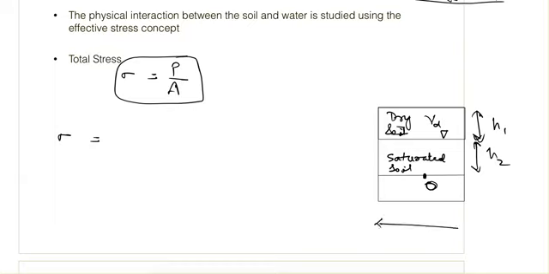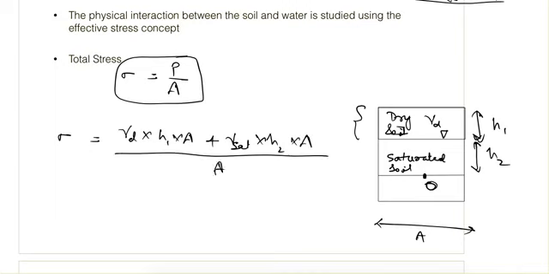If I say the area of this sample is A, so the total load will be gamma d times H1 into A for this part, and gamma saturated times H2 into A, divided by total area. So the total stress can be written as gamma d H1 plus gamma saturated into H2.